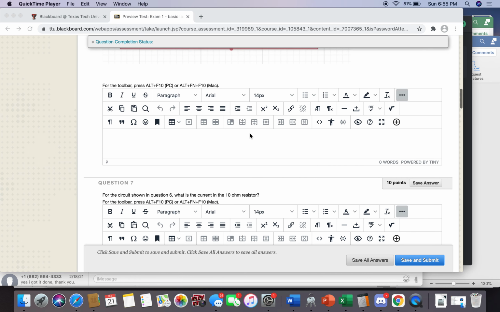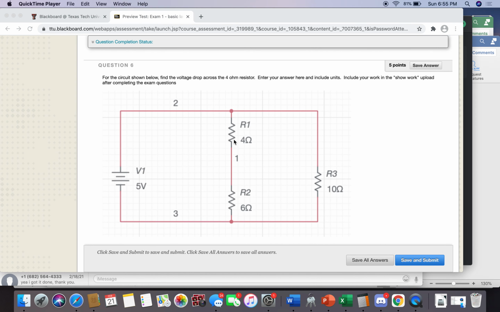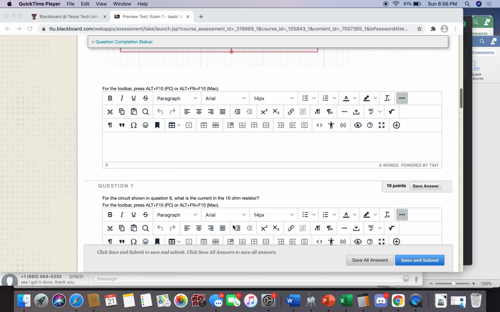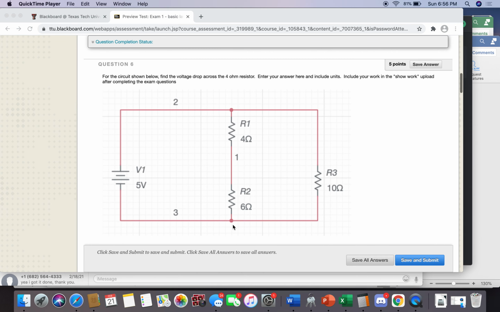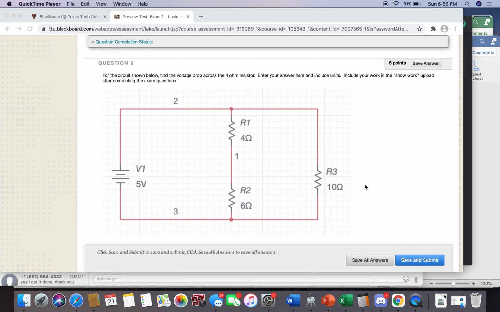Okay, I believe the next question asks us to find the current in the 10 ohm resistor. Once again, the 10 ohm resistor is connected to node 2 and node 3. Since the voltage source is also connected to node 2 and node 3, they share 2 common nodes, which means they're in parallel, which means they have the same voltage. So you would have 5 volts across that 10 ohm resistor. What were we asked for? The current. V is I times R, so I is V over R. You take your 5 volts, divide by 10 ohms, and you should get 0.5 amps.